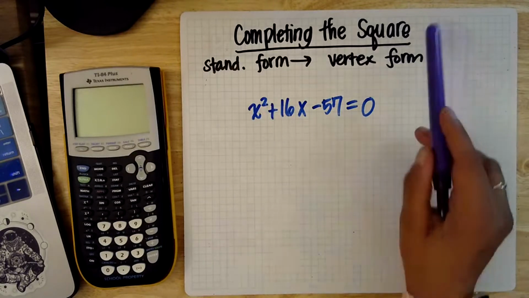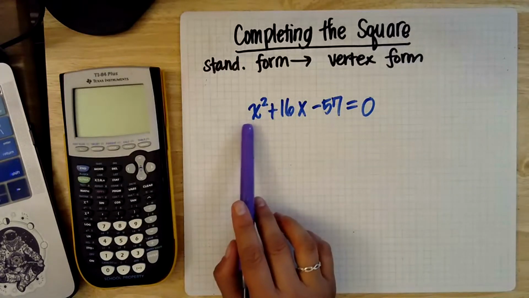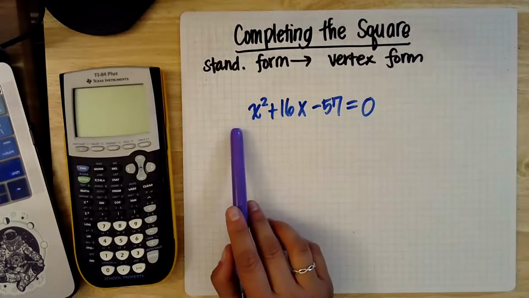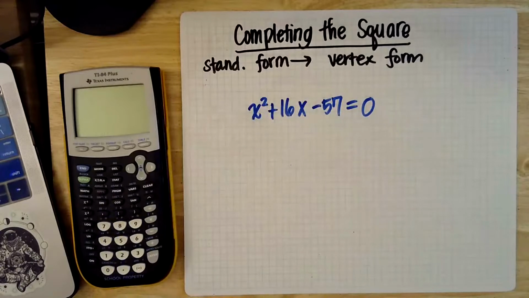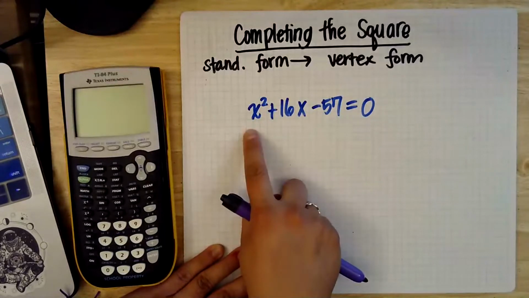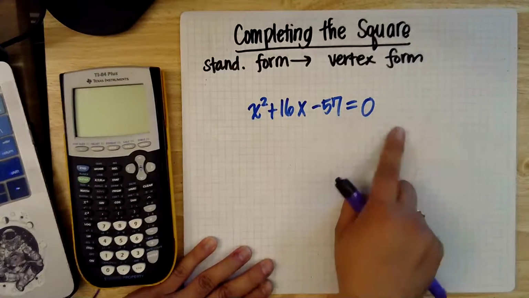Number one thing, when I'm trying to use the completing the square method, I must make sure that my a is equal to 1. If this a is not 1, and I'm going to do another example in a little bit, I must make sure that this looks like a equals 1, okay? The next thing I'm going to do is I only want the ax squared and the bx on this left side. All other values that are constants must be on the right side.